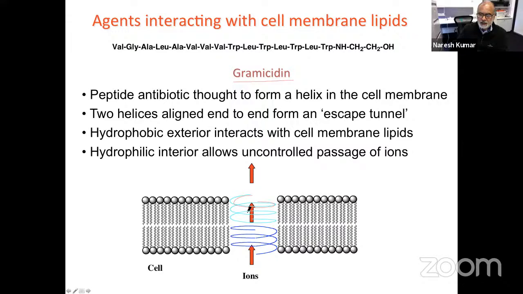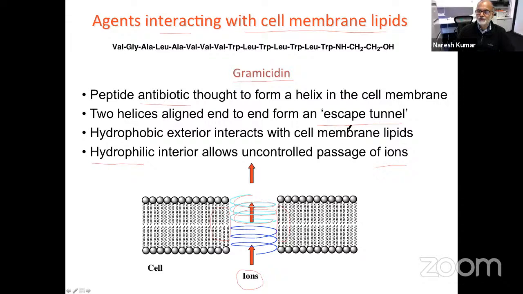Once gramicidin inserts into the bacterial membrane, it forms what we call an escape tunnel. And if it forms an escape tunnel, then all the ions inside the cell will ooze out. The ions from the inside, which are hydrophilic, pass out in an uncontrolled way, and the cell is going to die. That's how it shows its antibacterial activity. An antibiotic is something which kills bacteria, and gramicidin basically interacts with the lipid membranes. That means it interacts with the hydrophobic, greasy lipid tails present in the membranes, and causes pore formation so that the ions from inside the cell are lost uncontrollably. And if ions are lost, then the cell dies. So that's how it shows its effect.